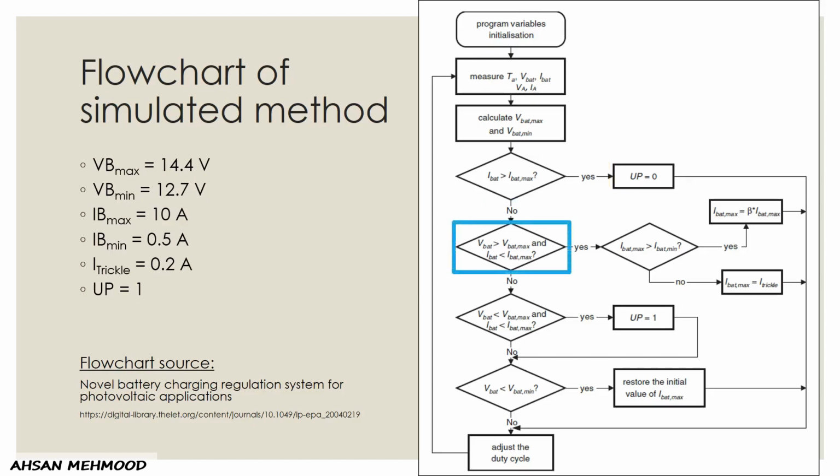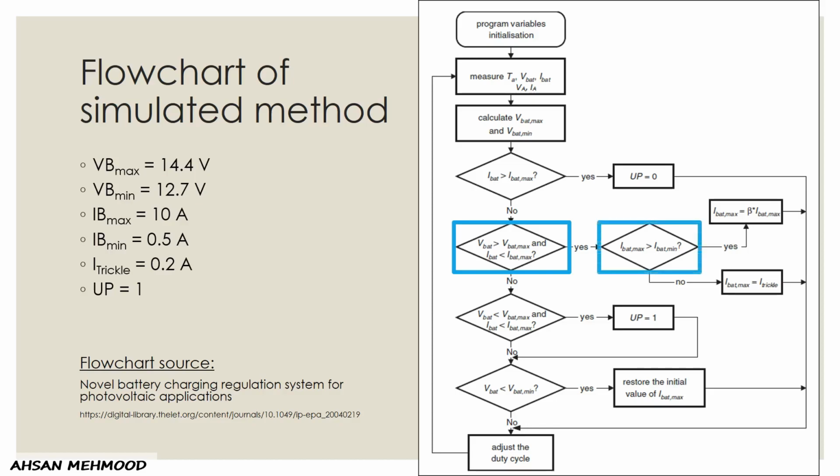If first condition is false, then controller will check second condition. If this condition is true, it means battery charging is in absorption or float stage, and the battery current is more than enough to maintain battery voltage to VB max or 14.4 volt in our case. Therefore, we will decrease the battery's maximum current.